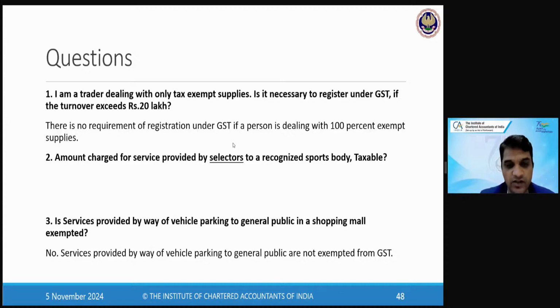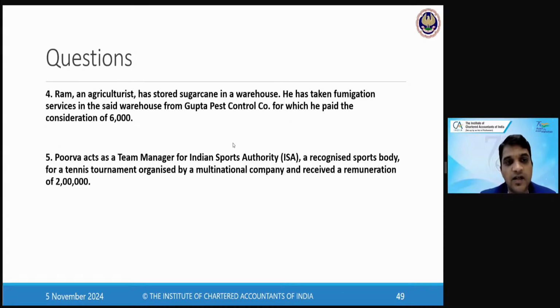Okay. One last question, which is relevant to what we have studied. Ram is an agriculturist. He has stored sugarcane in a warehouse. Now he has taken fumigation services. It will be under FCM itself. No RCM will come here. He has taken fumigation services from Gupta Pest Control, for which he has paid consideration of 6,000 rupees.